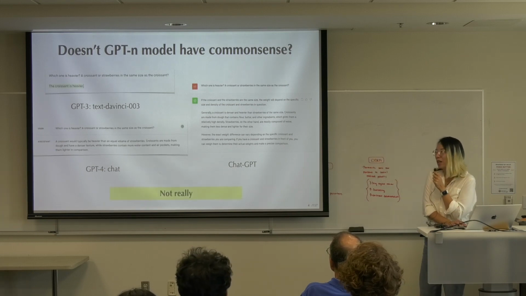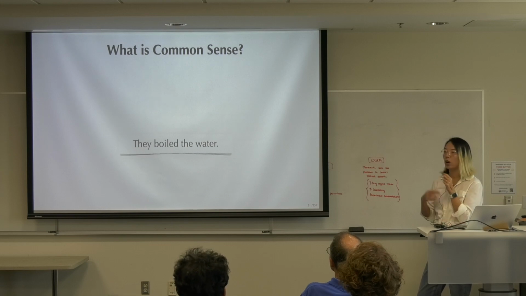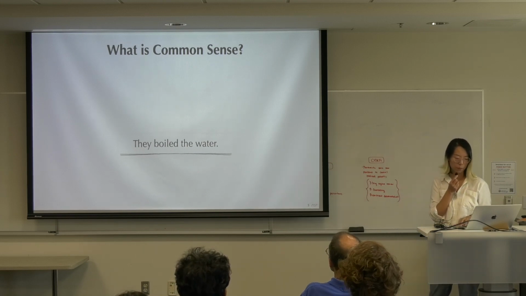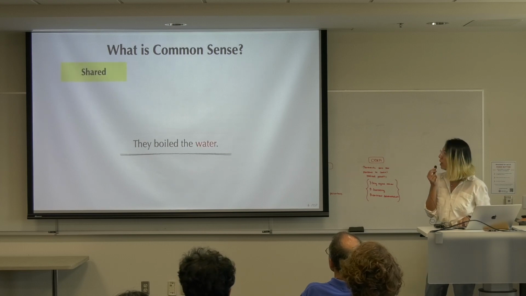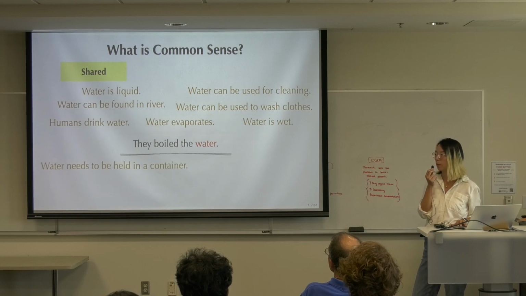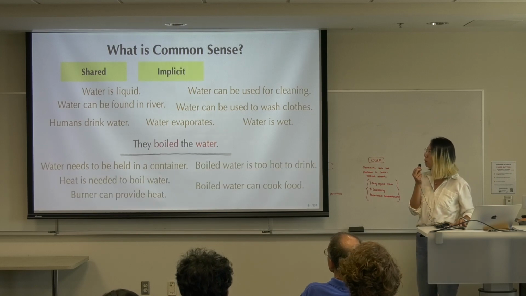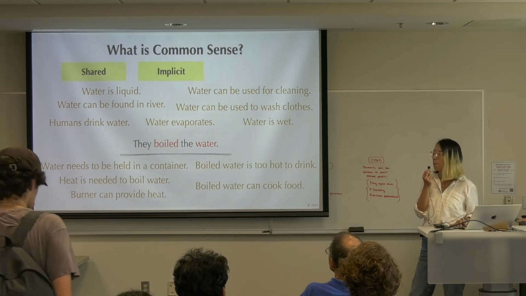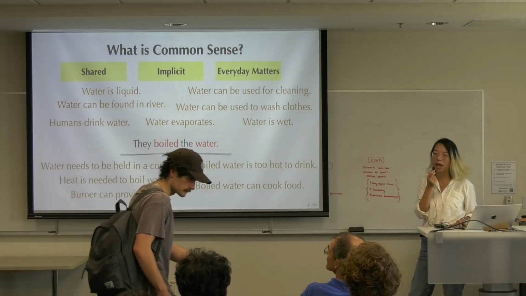So my answer is not really. Then what do I mean by common sense knowledge here? Take this example: they boil the water. We as humans share a lot of knowledge about water, like water is liquid, water can be held in a container. So this is what I mean by common sense: the implicit knowledge that is shared by all human beings about everyday matters.